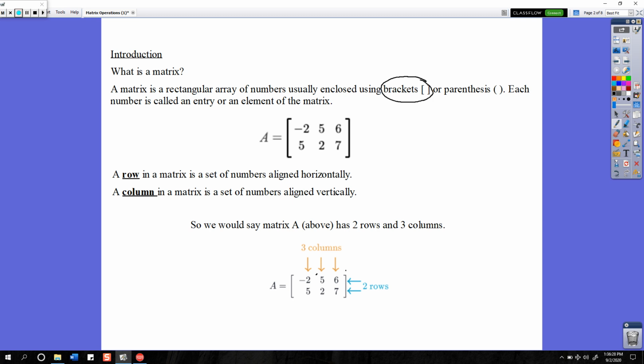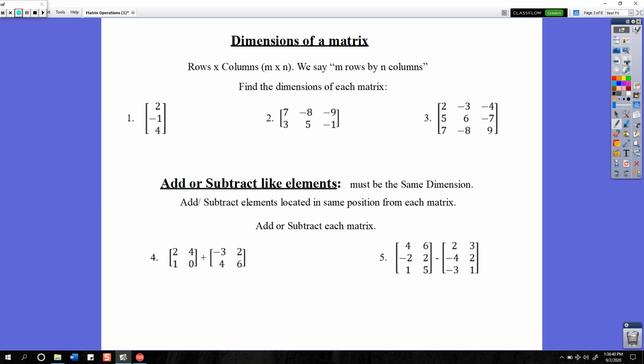Once we know how many rows and columns we have, that gives us the dimension of the matrix. And once we have our dimension, we can start adding and subtracting and all that stuff. So first things first, let's find the dimensions. Dimensions are represented by the rows by the columns. We say m rows by n columns, or just m by n.